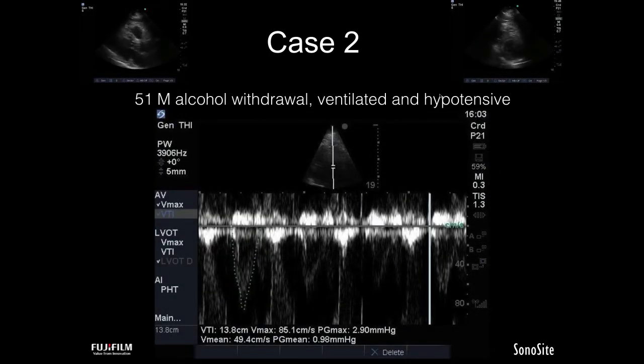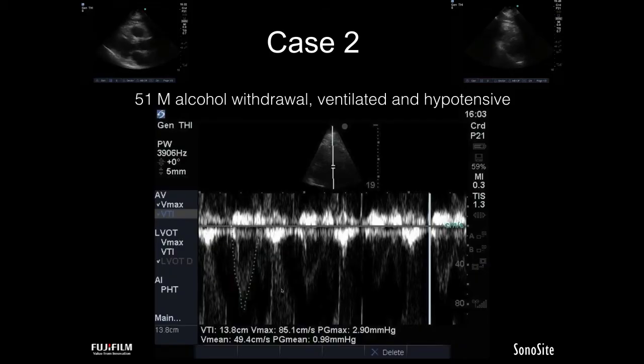But, we go a bit deeper. We get an apical 5 chamber view, we put the pulse wave Doppler in the LVOT, and we generate a VTI. And whoa, look at this, where we might expect a VTI of between 18 and 20, as I've talked about a number of times now. We're getting a VTI of 13.8. And this is the largest VTI of the group on the screen.